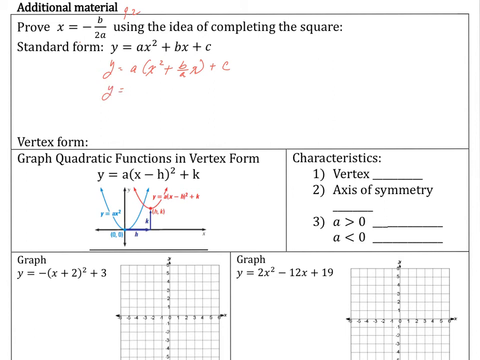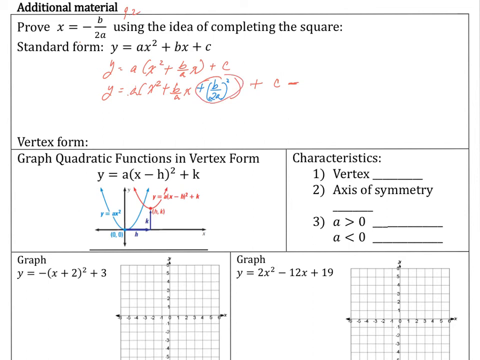Now I'm going to complete the square. I'm going to take b over a, and divide by 2. And I'm going to square it. So that would be b over 2a squared plus constant c. Now, because of this, I also need to subtract this. I cannot just add something out of nowhere, so I need to take it away so it can cancel out. So that would be a times this part.